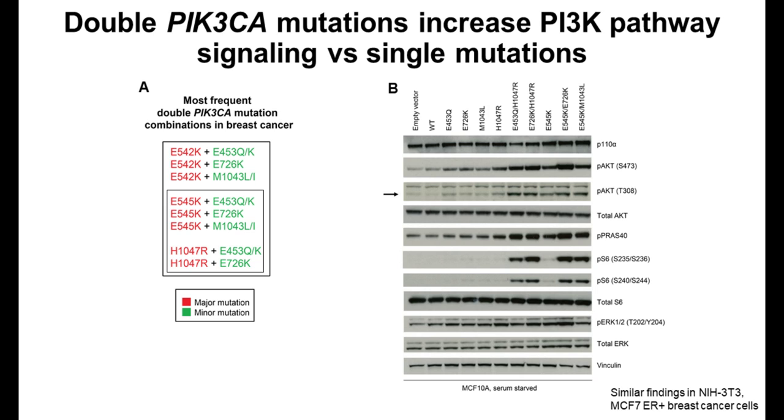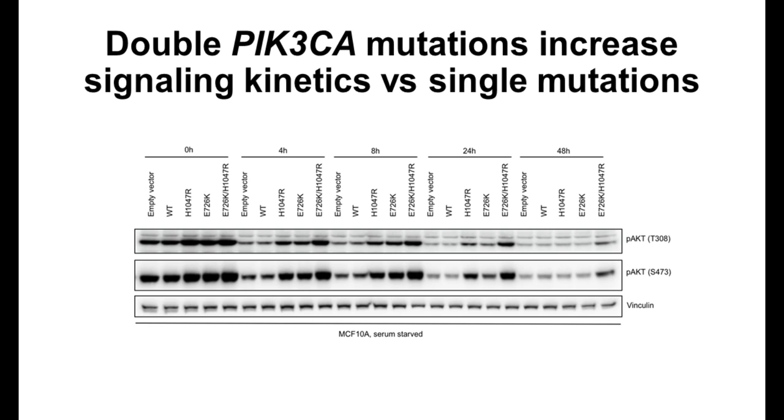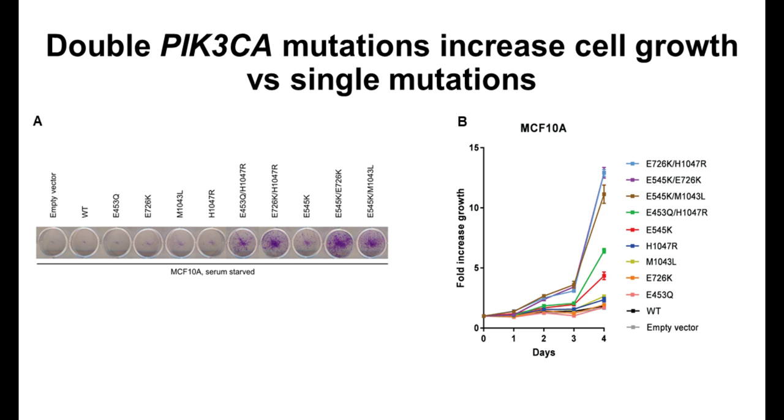We also had similar findings in different cell lines. Here we tested MCF10A cells. These are normal epithelial breast cells. But we also had similar findings using NIH3T3 cells, which are mouse fibroblasts, as well as MCF7 ER-positive breast cancer cells. We looked at signaling kinetics, that is signaling over different time points, and we found that at a 48-hour time point, the double mutants have increased signaling compared to the single mutants and wild type, as shown in this series of Western blots.